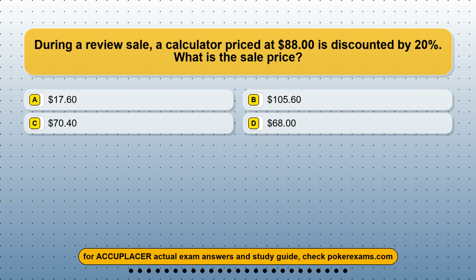Question 17. During a review sale, a calculator priced at $88 is discounted by 20%. What is the sale price? Option A, $17.60. Option B, $105.60. Option C, $70.40. Option D, $68.